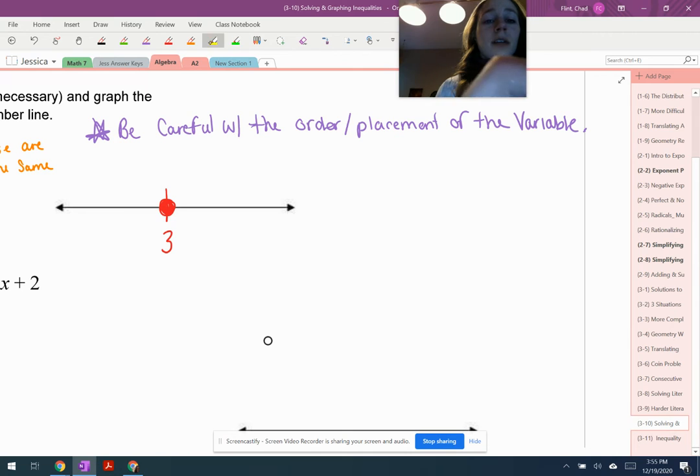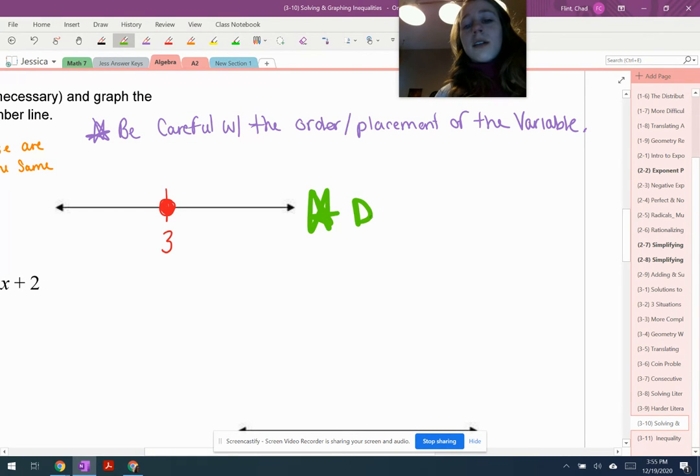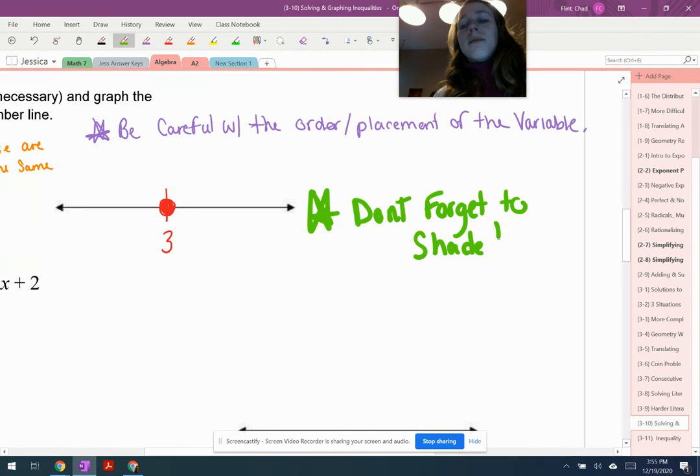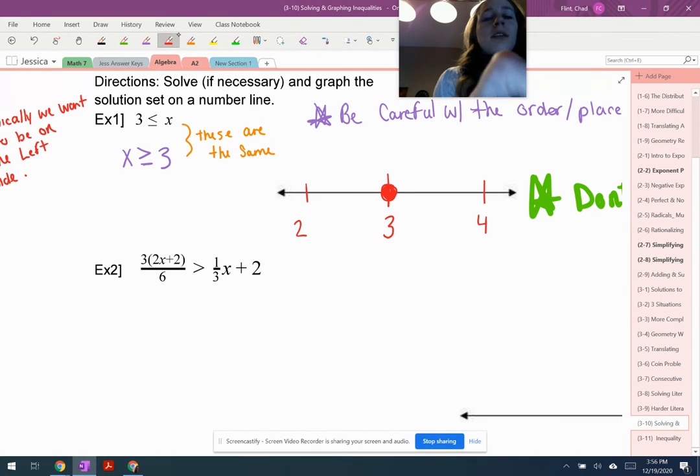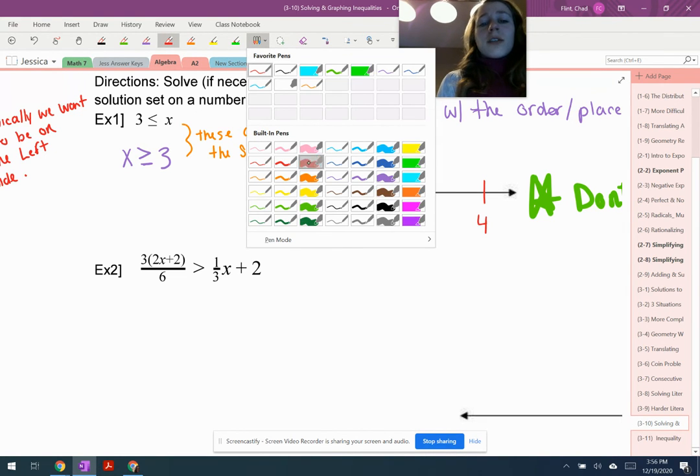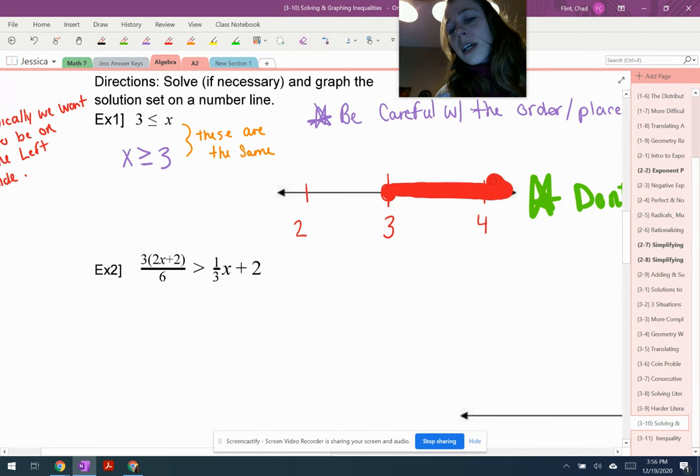So let me get a green big star here that says don't forget to shade. And what we mean by shade is, for a number smaller or bigger, which way are the solutions? If that's saying that x is greater than or equal to 3, well, do the numbers greater than or equal to 3 lie to the right of the number line or to the left? That would be to the right. So we are going to go ahead and just shade that way with our big giant arrow.